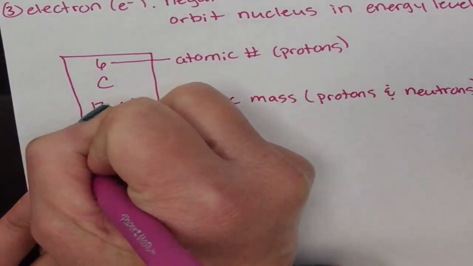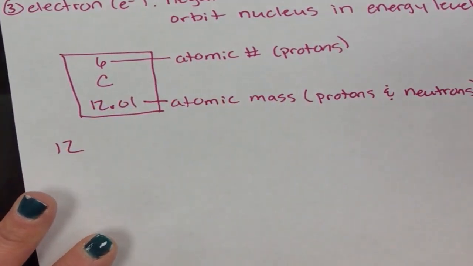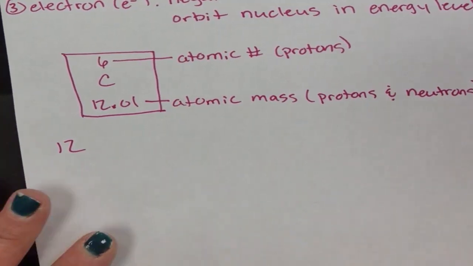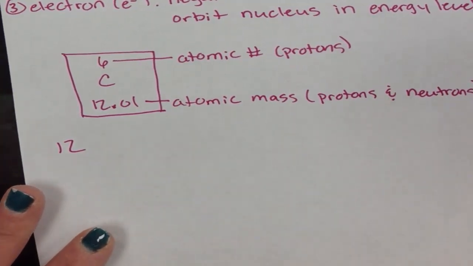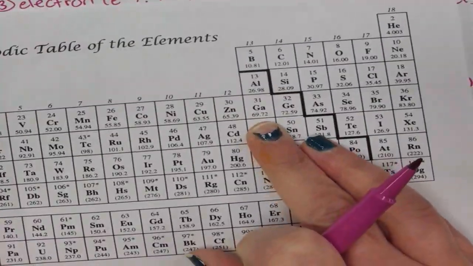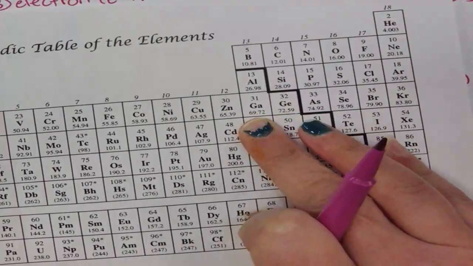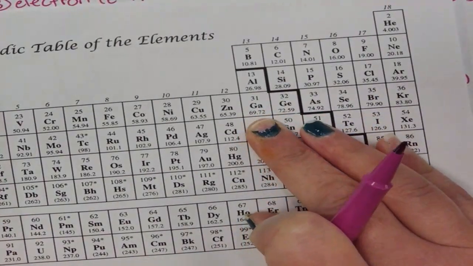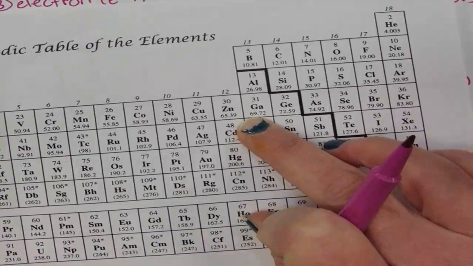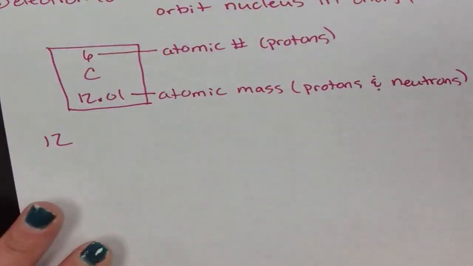We're going to learn what that decimal means later on in another video. But for this particular unit and portion of our unit, we are rounding to the nearest whole number. Normal rounding rules apply. So for example, if we looked at number 31, gallium, 69.72. That 7 rounds the 69 to a 70. All right, normal rounding rules apply.